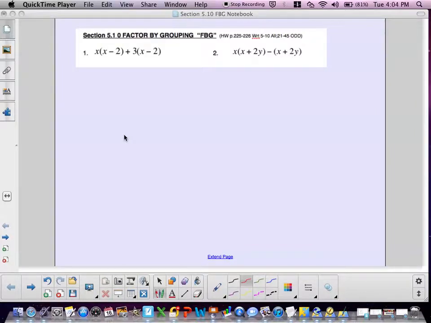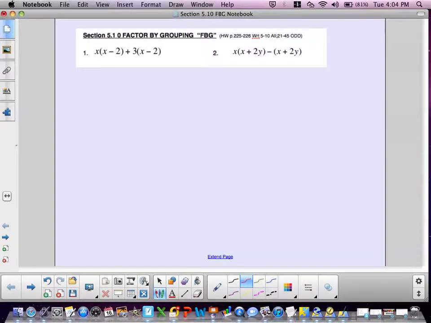So when I look at number 1, I can see that x minus 2, or the binomial x minus 2, is common to both x and the positive 3. If I factor out the x minus 2, then what's left behind is what was sitting outside of each set of parentheses. I have an x and a positive 3. So x minus 2 times x plus 3 would be the factored version of the original grouping that was given to you in number 1.